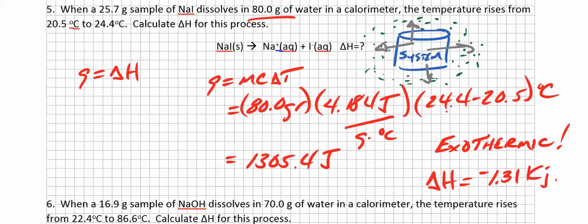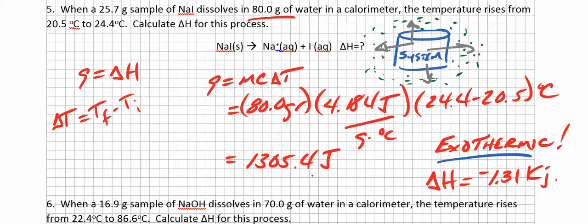And then the temperature, remember, went from 20.5 to 24.4. And by the way, temperature change, or delta T, is always the final temperature minus the initial temperature. So the final temperature was 24.4 and the initial temperature was 20.5, in degrees Celsius. When I do that calculation, I get 1,305.4 joules, right? Now remember, that's not the delta H, because this is an exothermic reaction.